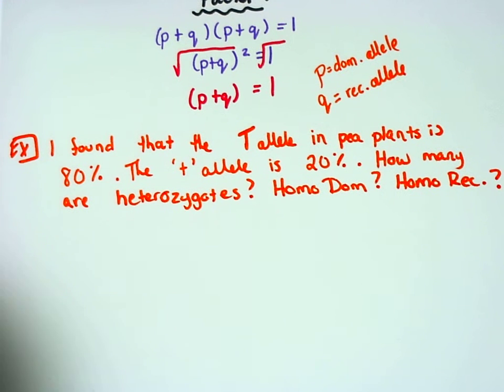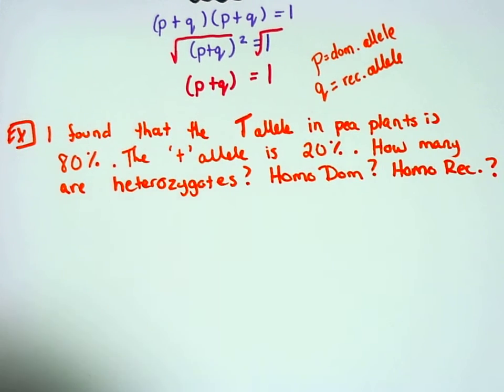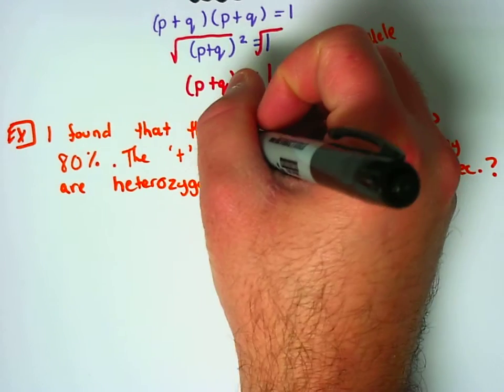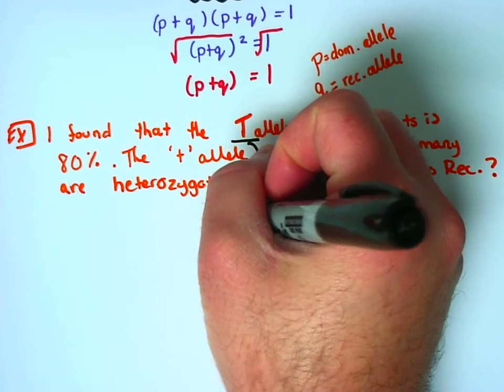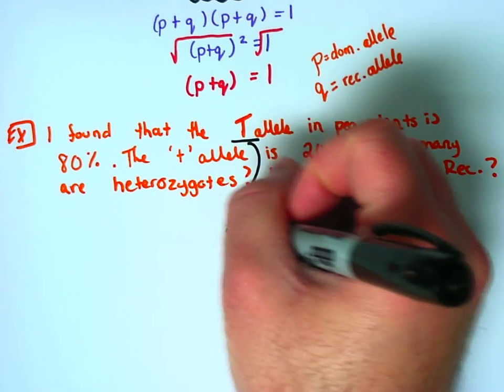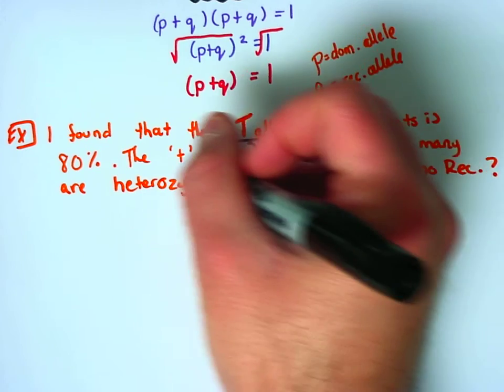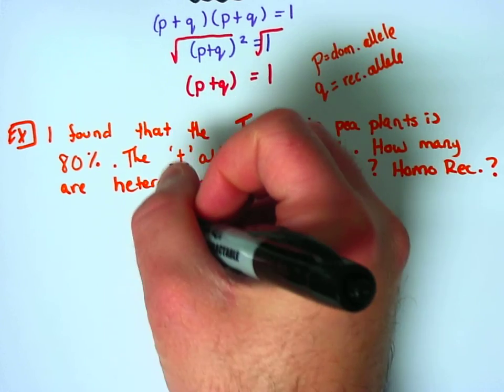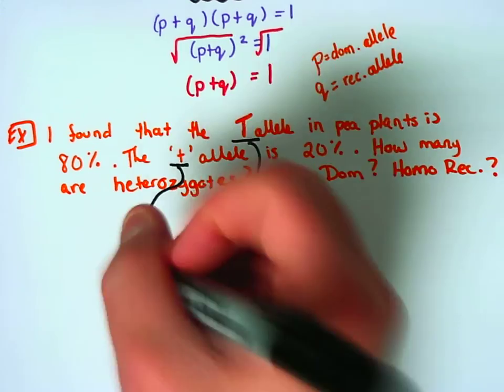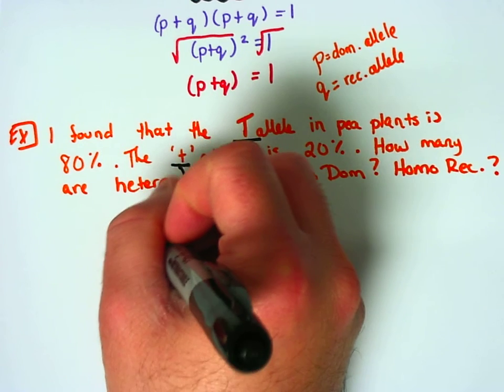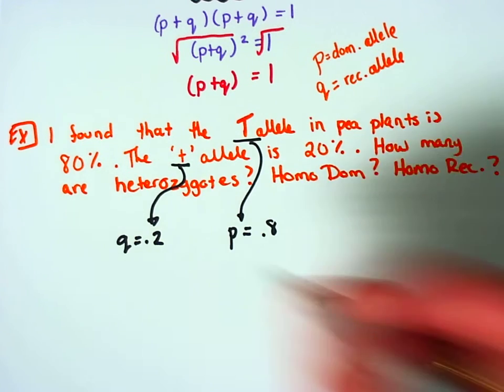Okay, so it says I found that the big T allele in pea plants is 80%. So here's the way we're going to look at solving this question. The big T allele is 80%. That means the big T allele, which is going to stand for p, is 0.8. And the little t allele, which is going to stand for what variable? q is going to be equal to what? 0.2, right? So I've got these two.